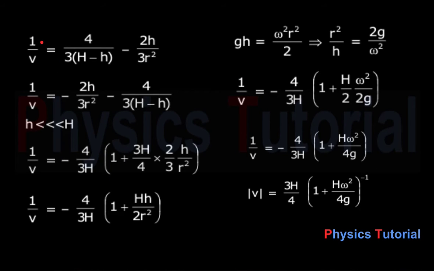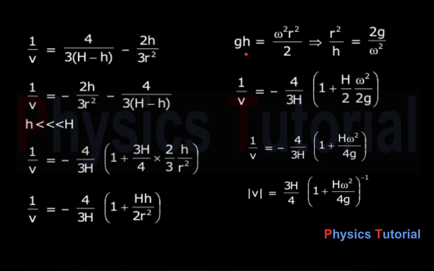Now come here, 1 by v is equal to 4 by 3. So h minus 2h upon 3 r square. After substituting this value you solve this, and consider h is very less than r. So you can use this and find minus 4 by 3h (1 plus 3h by 4 into 2 by 3 h by r square), and after solving you will get this. So here 1 by v is equal to minus 4 by 3h (1 plus h by r square).